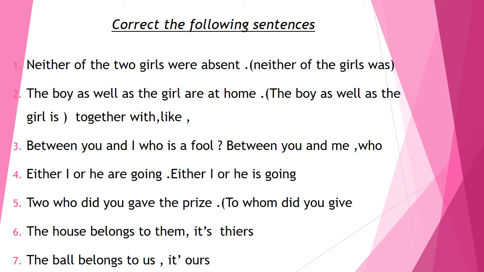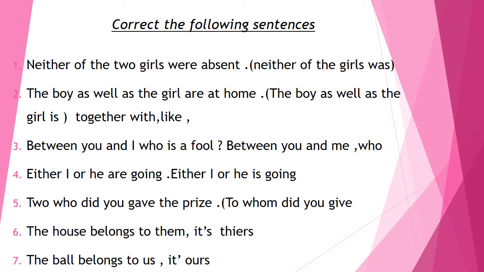Either I or he are going. It is wrong for us to say, either I or he are, but we say, either I or he is going. Somebody may say, either me. But do we say me is going? Do we say him is going? But we say, I am going, he is going. So we say, either I or he is going. But as well we can say, either he or I are going.